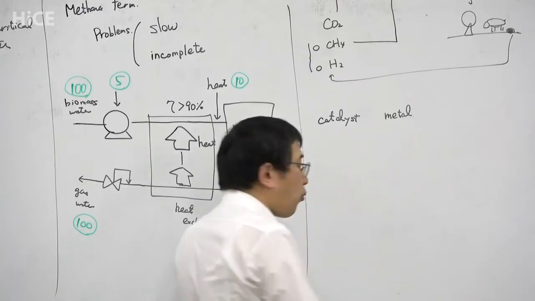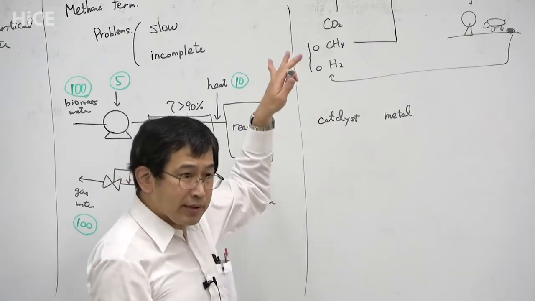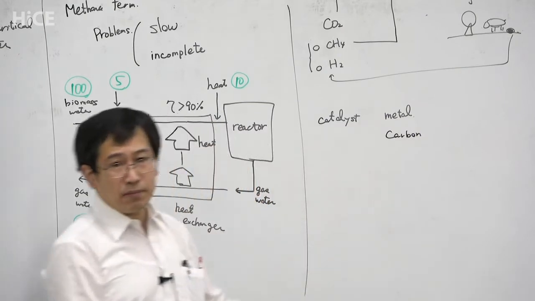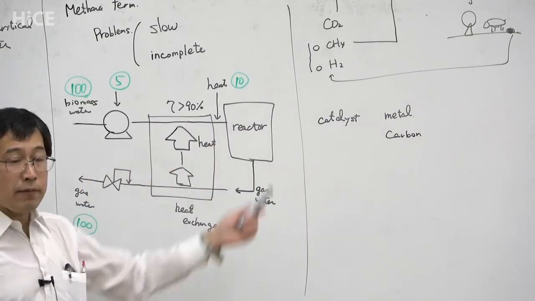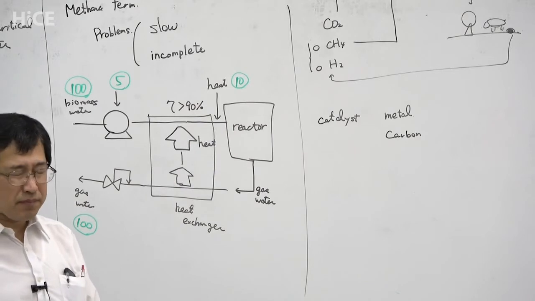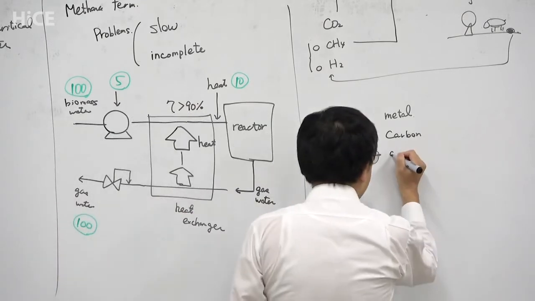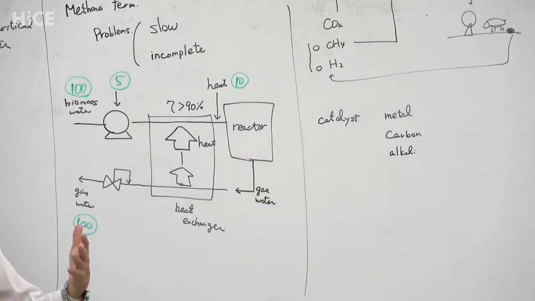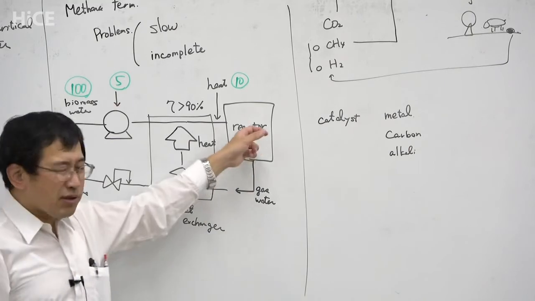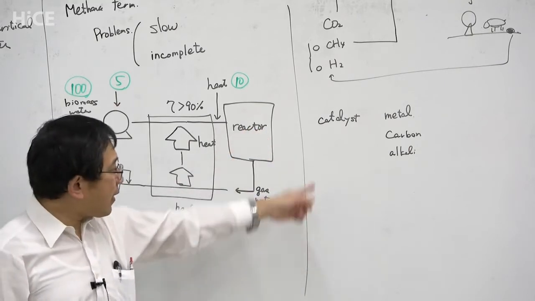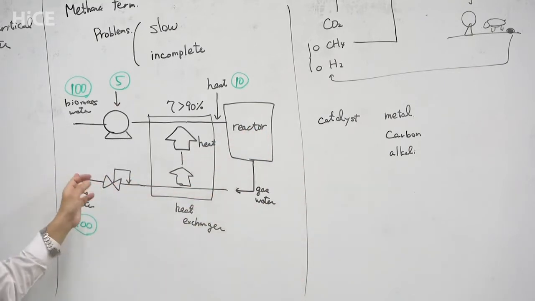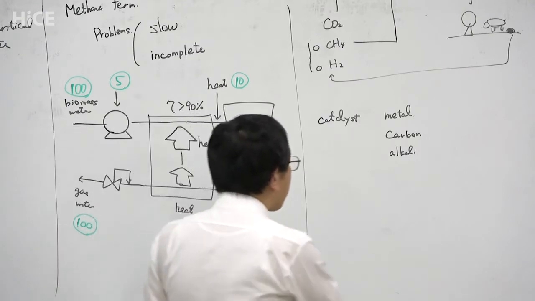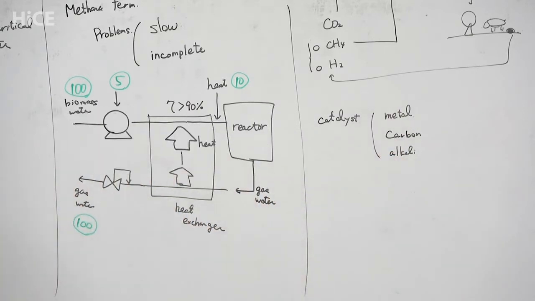Another kind of catalyst which is used for high temperature, like 600, is carbon, like activated carbon. It is known that activated carbon can enhance the gasification. Also, some people use alkali. When you mix alkali, the reaction is also enhanced. But in the case of alkali, it is dissolved in the water, and you can't recover it. That's the problem. So you can use these kinds of catalysts for the supercritical water gasification.